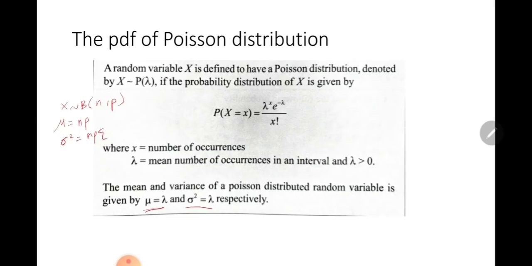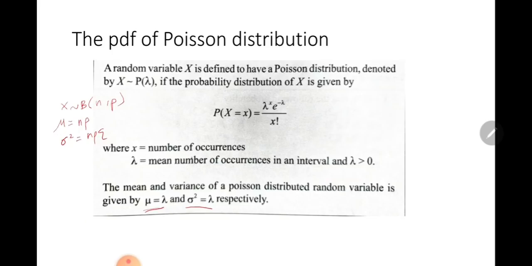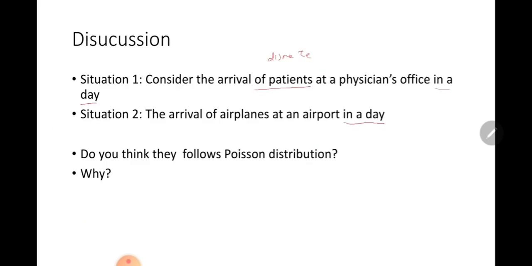Let's check back the conditions to satisfy the Poisson model. The first one is that it must be a discrete random variable. The occurrences are random and independent. If you look at this situation, the arrival of patients at the physician's office, if the office gives appointments, then they already have an appointment schedule.